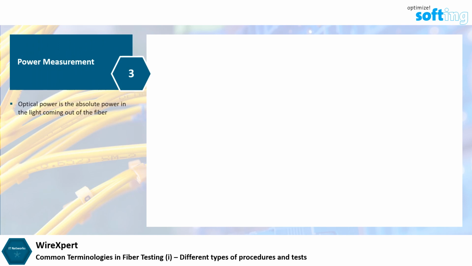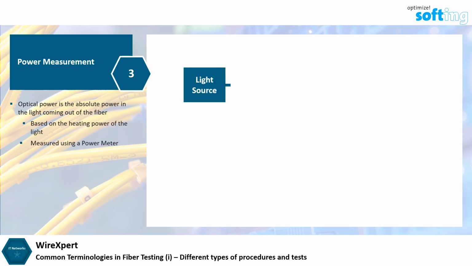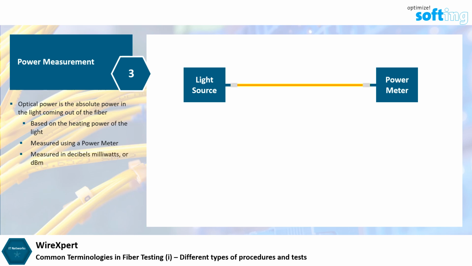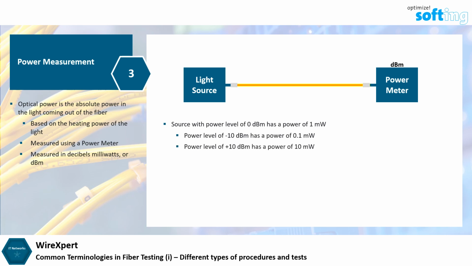Optical power is the absolute power in the light coming out of the end of the fiber. Optical power is based on the heating power of the light and can be measured by connecting the light source to a power meter with a test cord. The measurement is in decibel milliwatts, or dBm. A source with a power level of 0 dBm has a power of a milliwatt. This translates to a minus 10 dBm power level is 0.1 milliwatt, and plus 10 dBm is 10 milliwatts.